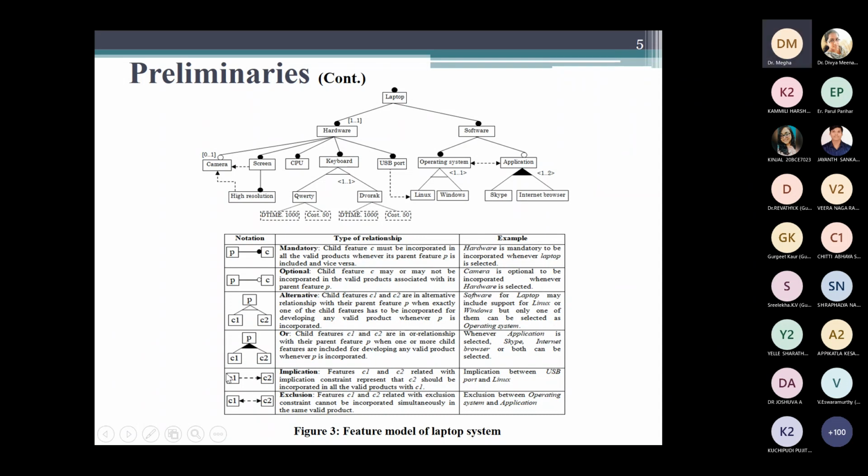Now we can see here this implication relationship between USB port and Linux. It means USB port implies Linux. So whenever USB port is selected, Linux has to be selected.